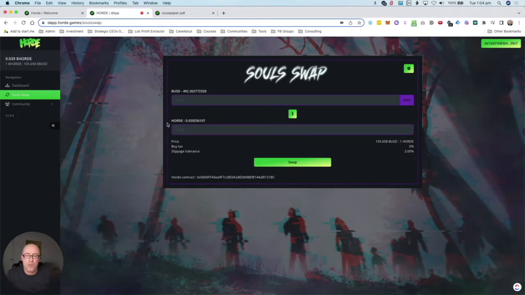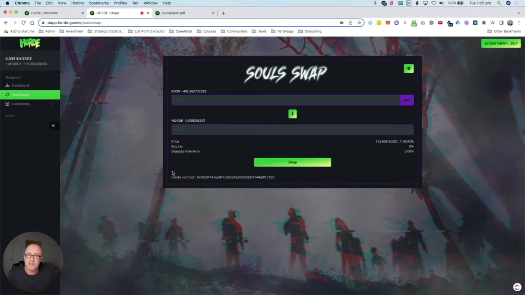Now, because it's on the Binance Smart Chain, you need BUSD to buy. And you also need a little bit of BNB in your wallet for gas, right? So you can go in here, put in the amount of BUSD you want to spend, and that will convert to HORDE. Click swap, and your HORDE will go into your wallet. Now, you need to buy 10 HORDE for the minimum investment, which is about $1,000 or 1,000 BUSD.